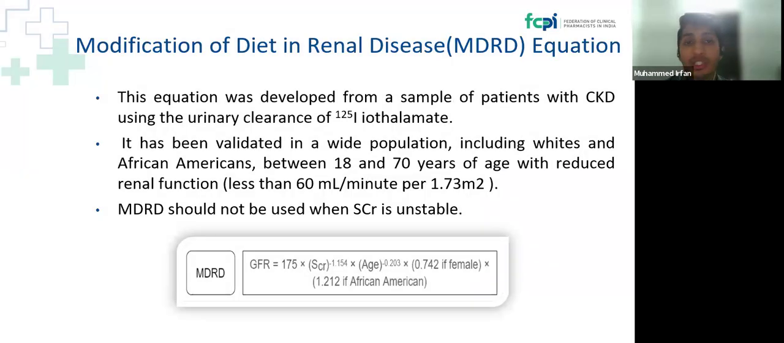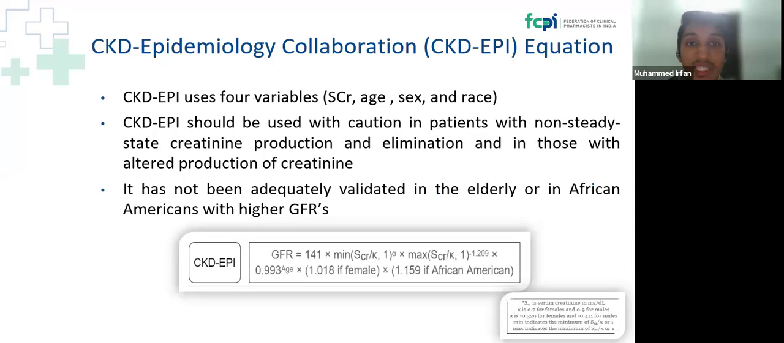And the next one is the Modification of Diet in Renal Disease, that is MDRD. This equation was developed from a sample of patients with CKD using the clearance of iothalamate 125. It is not used much in the Indian scenario. And the next one is the CKD Epidemiology Collaboration. It is also not much used in the Indian scenario. It is based on four variables: serum creatinine, age, sex, and race.